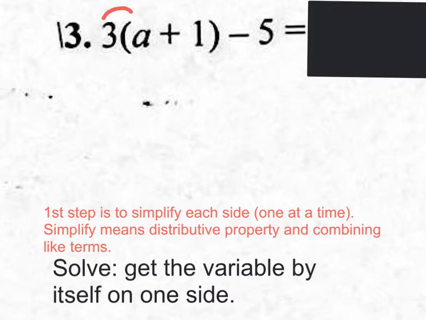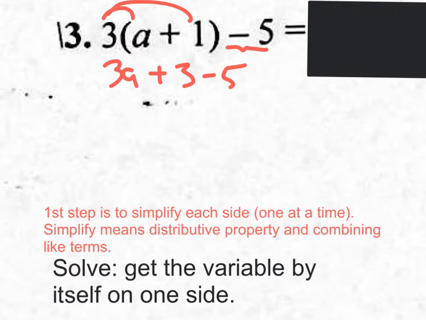Absolutely. We could distribute the 3. 3 times a is 3a. 3 times 1 is 3. And let's also bring down this minus 5 that's left over. Just bring it right down. And I might as well bring down the equal sign right there. Now, I've already distributed the 3, but we also have combining like terms. There's 1, 2, 3 terms. Out of those 3 terms, you could combine the middle one, the positive 3, with the minus 5, because both of those are numbers. So what is positive 3 minus 5?